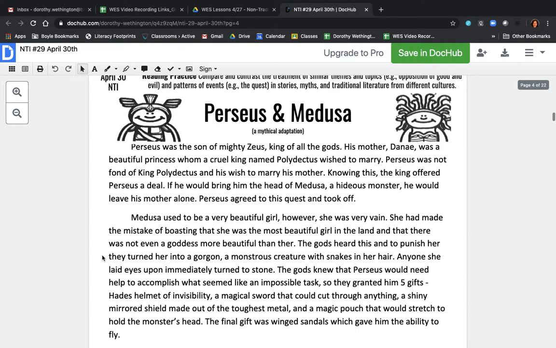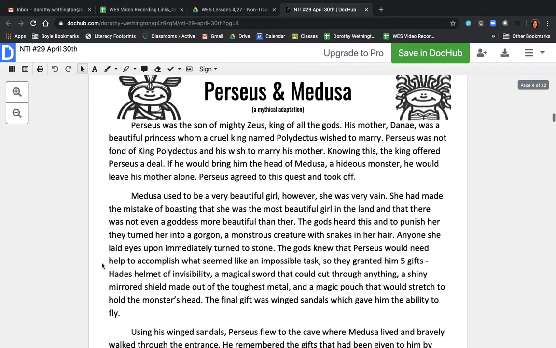Medusa used to be a very beautiful girl. However, she was very vain. She had made the mistake of boasting that she was the most beautiful girl in the land, and that there was not even a goddess more beautiful than her. The gods heard this, and to punish her, they turned her into a gorgon, a monstrous creature with snakes in her hair. Anyone she laid eyes upon immediately turned to stone.